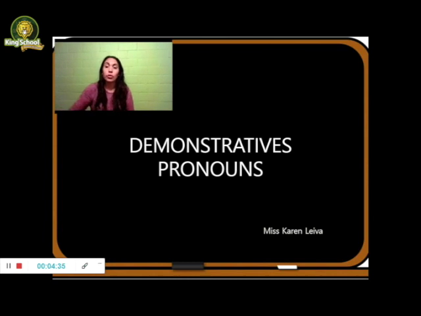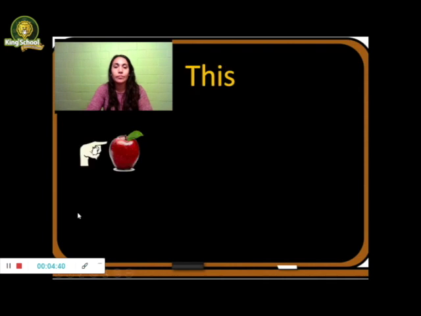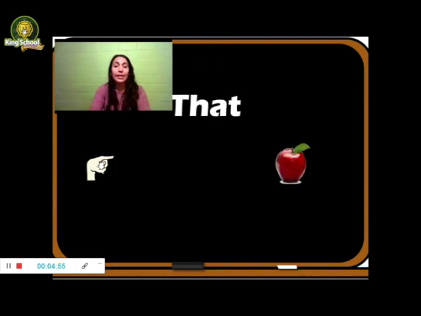Let's go to show the next slide. Okay, can you see this? Okay, this is an apple. We use is because it's one apple. This is an apple. That, the apple is far, yeah? It's at a distance from the hand. That is an apple.